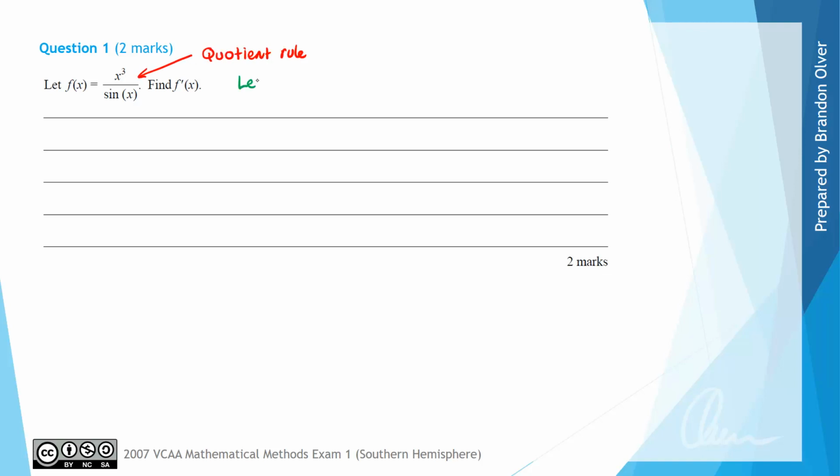So to apply that rule, we're going to let u be the top function, which will be x cubed, and v is going to be the function that's in the denominator, which is sine of x. Therefore, du dx is going to equal 3x squared, and dv dx is going to equal cosine of x.